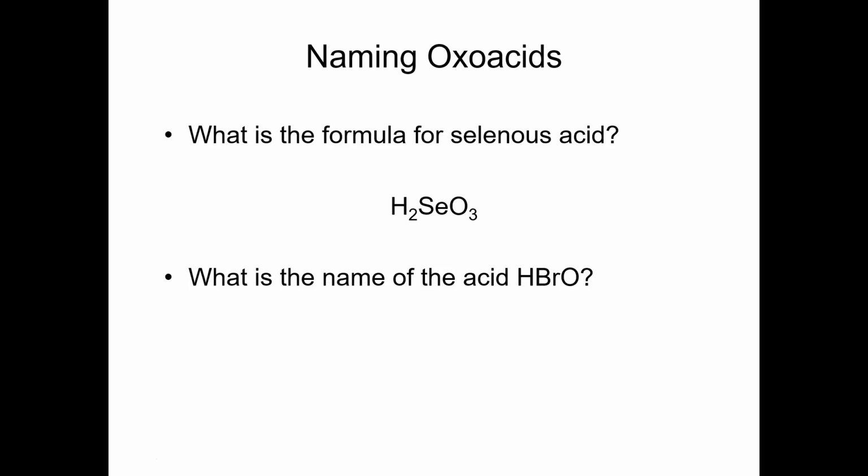What is the name of the acid HBrO? Well, that is going to come from the oxyanion BrO minus. Remember, in the halogens, the one with 4 oxygens is per-ate, 3 oxygens is ate, 2 oxygens is ite, 1 oxygen is hypo-ite. So the oxyanion that this comes from is hypobromite. Therefore, this is hypobromous acid.